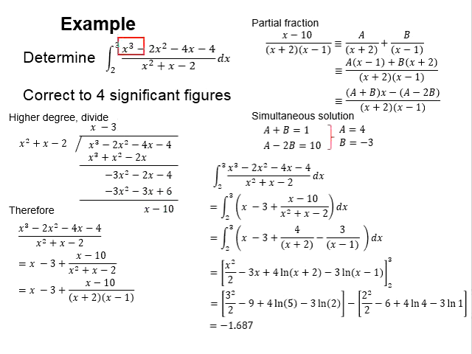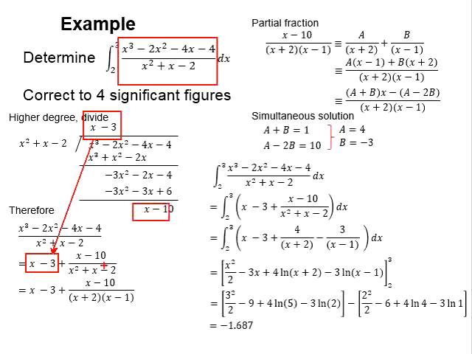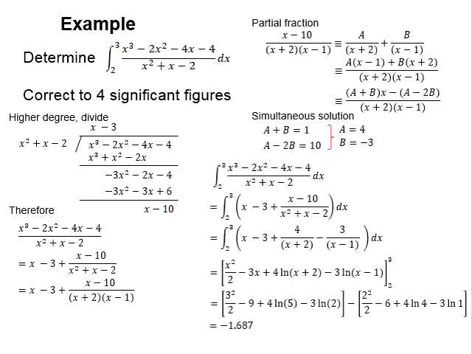With that, these functions can be rewritten in terms of x minus 3 as obtained here, and the remainder divided by this x squared plus x minus 2. Factorize the function here. You get x plus 2, x minus 1. You can do partial fractions for this.